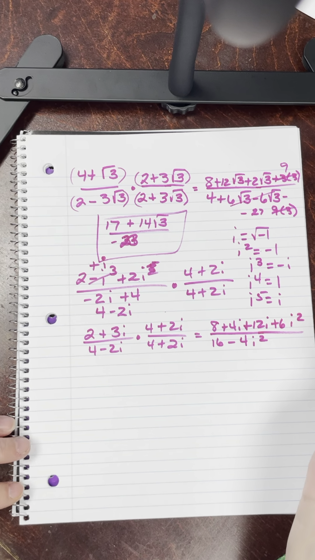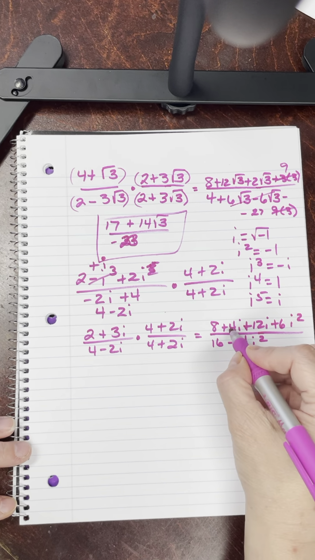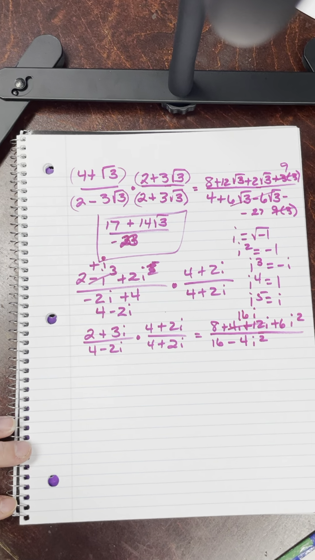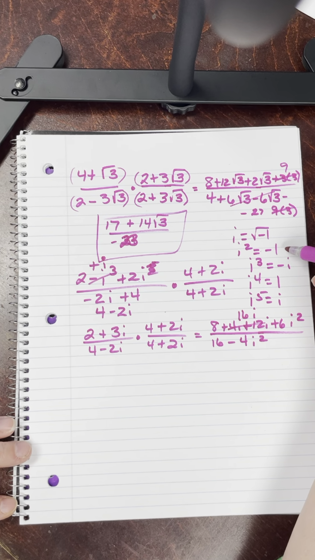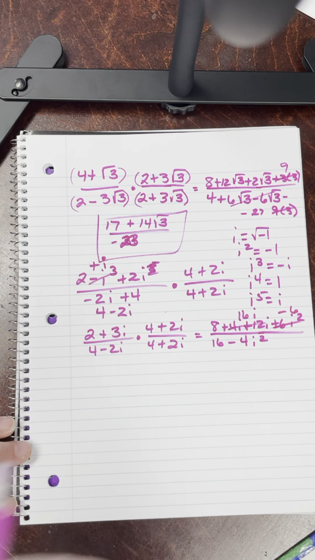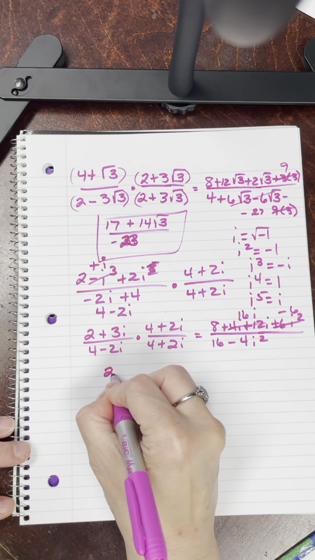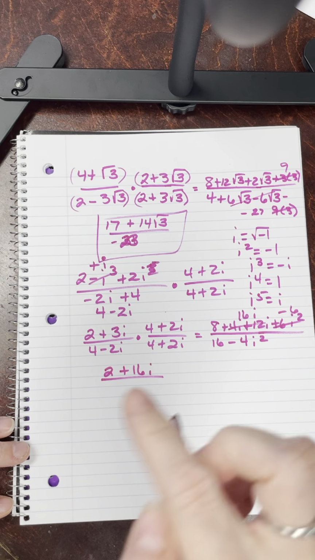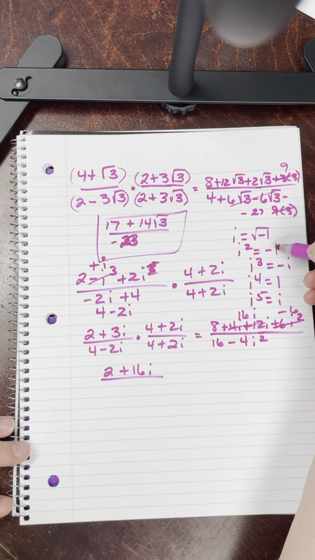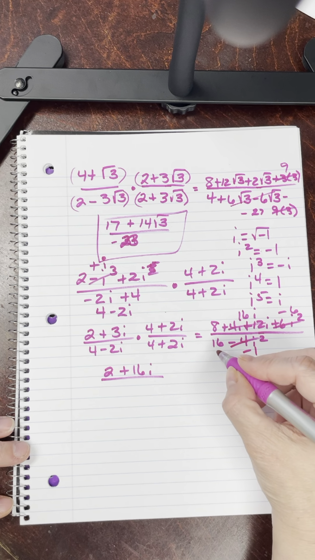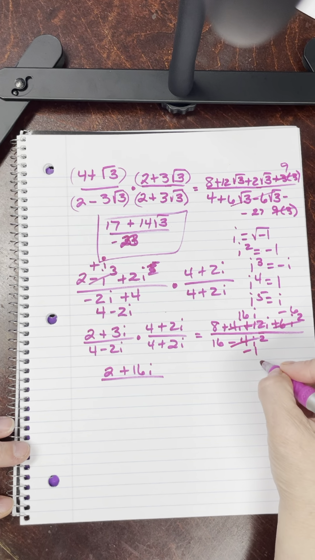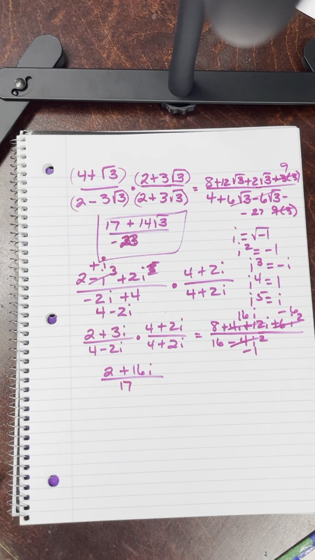Now let's simplify these things. 4i and 12i make 16i. i squared is negative 1, so this is negative 6. 8 minus 6 is 2, and that's 16i. In the denominator, i squared is negative 1, so this is 16 minus negative 1, so plus 1, denominator of 17. Uh-oh. I've made a boo-boo somewhere again. I'm going to pause while I figure out where that is, and then I'll tell you.